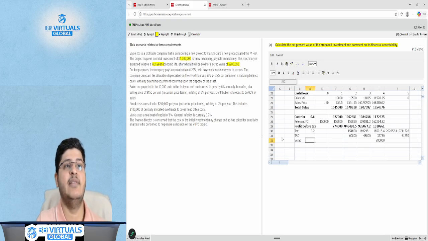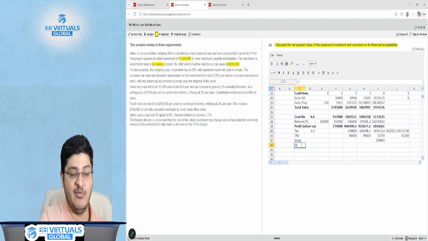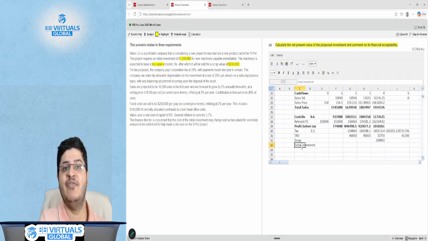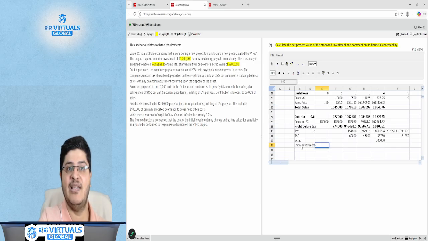Okay, anything else we are missing? Let us quickly check the question. Initial investment, how do we miss initial investment? We can't miss initial investment. Always read the question again to see if you've missed anything. Initial investment is negative, 1.2 million, correct? 1.2 million.